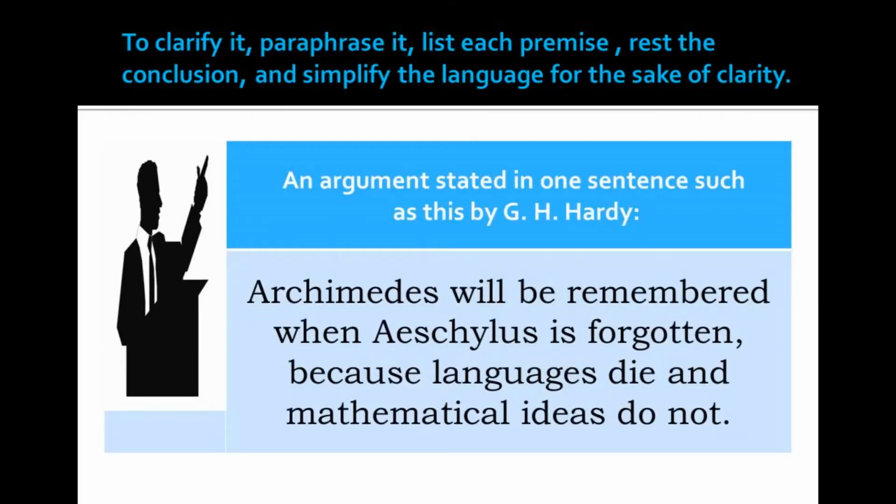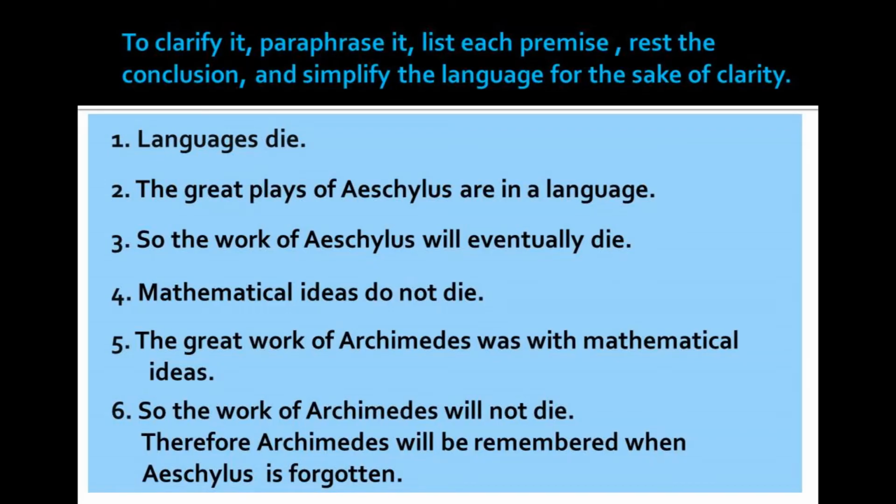So let's analyze and paraphrase this argumentative statement by G.H. Hardy. Archimedes will be remembered when Aeschylus is forgotten, because languages die and mathematical ideas do not. We cut the argument into 7 propositions. First, languages die. Second, the great plays of Aeschylus are in a language. Third, so the work of Aeschylus will eventually die.